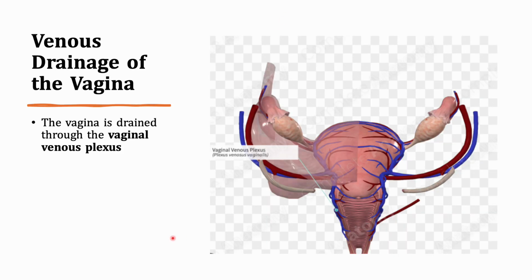Now I'm just going to move on to venous drainage. I just wanted to keep artery and vein separate. Okay, so venous drainage of the vagina. The vagina is actually drained by the vaginal venous plexus. So here is a kind of 3D model of the vaginal venous plexus.